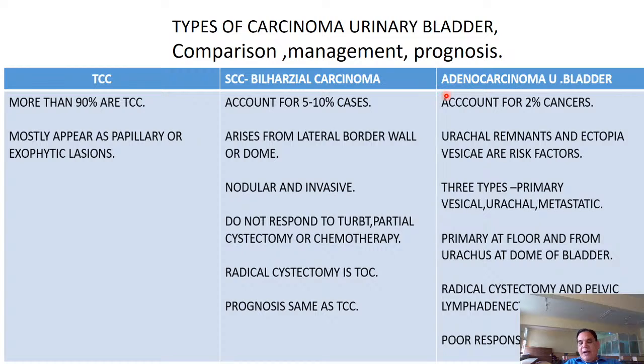Adenocarcinoma, equally bad, occurs in 2%. Where does it occur? Urachal remnants and ectopia vesicae are the risk factors. Types: vesical, urachal, metastatic. Here the primary is at the floor. So see where the primary is situated, that will give an idea about the pathology. Radical cystectomy is the treatment of choice and this does not respond to chemo or radiotherapy. Chemotherapy is important for carcinoma of the bladder, but this does not respond to chemoradiotherapy.